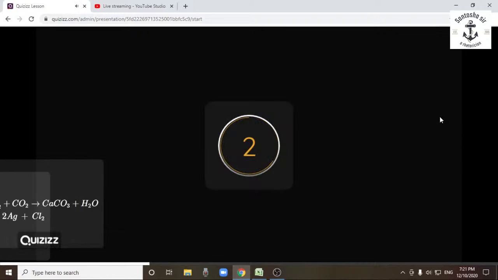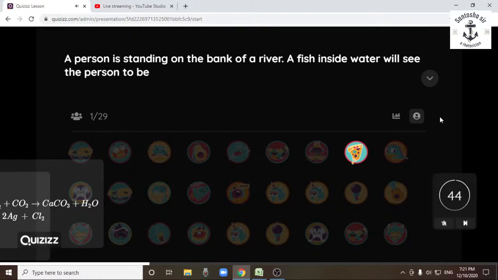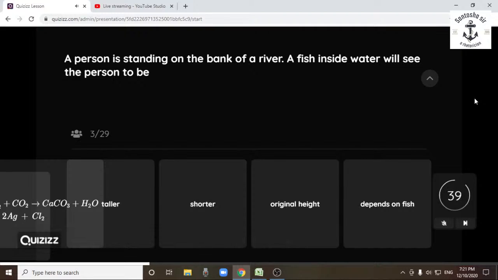Question number 15. A person is standing on the bank of a river. A fish inside water will see the person to be what?